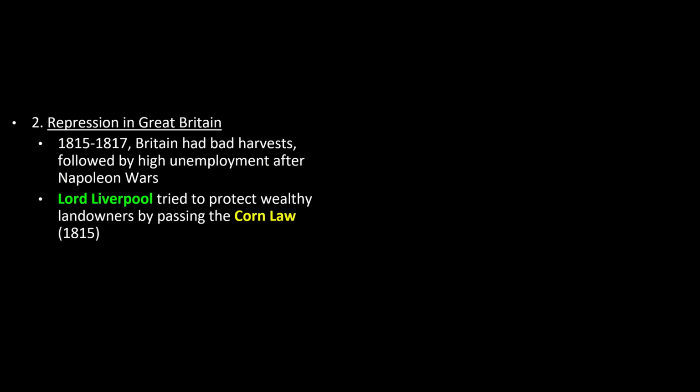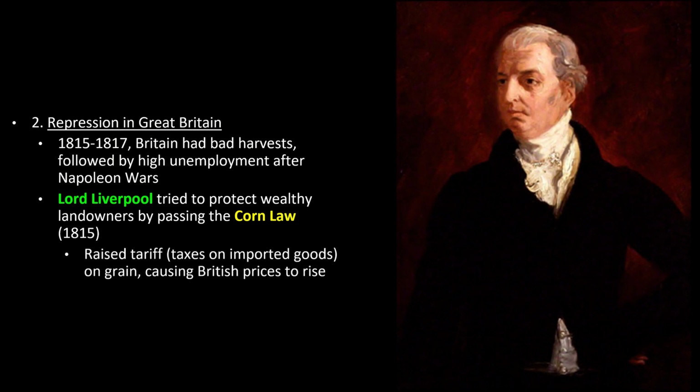So now the leader of Great Britain was this guy. One of the leaders, guys, was this guy named Lord Liverpool, all right? And Lord Liverpool did what he thought was best to fix the situation of bad harvests and things like that. And what he did was what governments had always done: protect the wealthy people. So Lord Liverpool tried to protect wealthy landowners by passing this thing called the Corn Law in 1815. Now guys, corn is a grain, right? Now what the Corn Law did was it raised the tariff on grain.